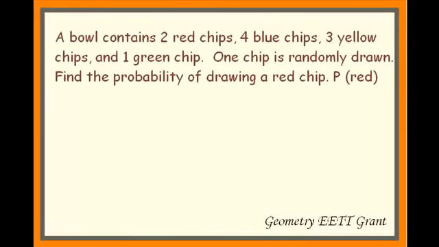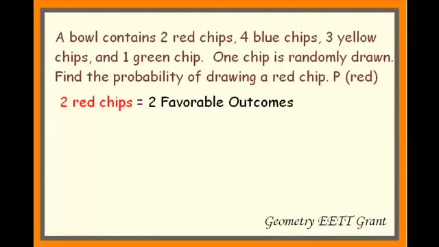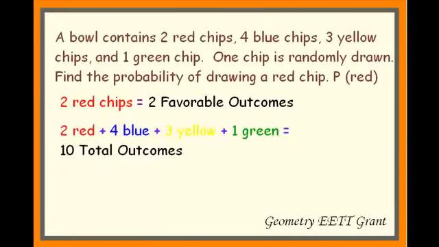The probability of red. Well, how do you do that? On this one, first of all, let's talk about our favorable outcomes. Well, that's red chips, and there's 2 of them. So 2 is going to be our numerator when we write that fraction that represents the probability. And you always divide by all the outcomes. We've got 2 red, 4 blue, 3 yellow, and 1 green. So that's 10 total outcomes.